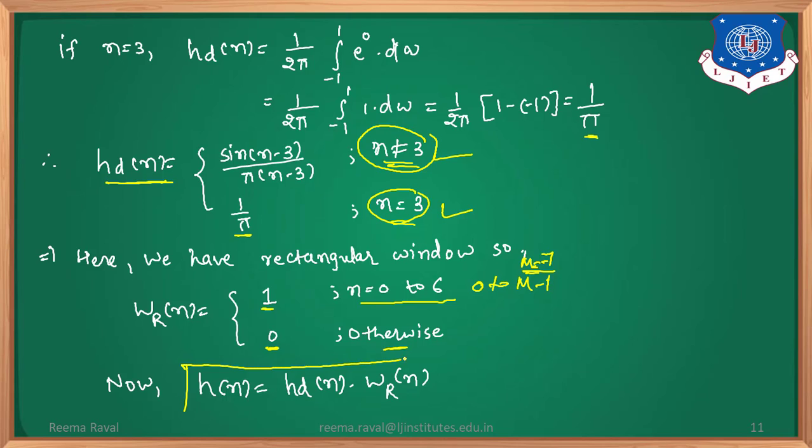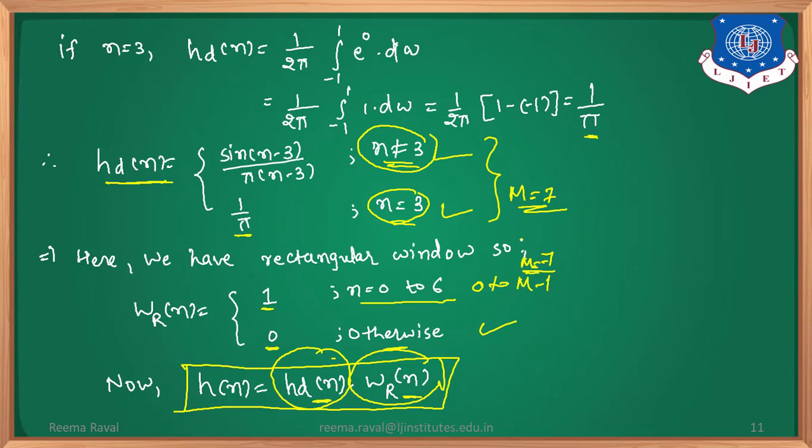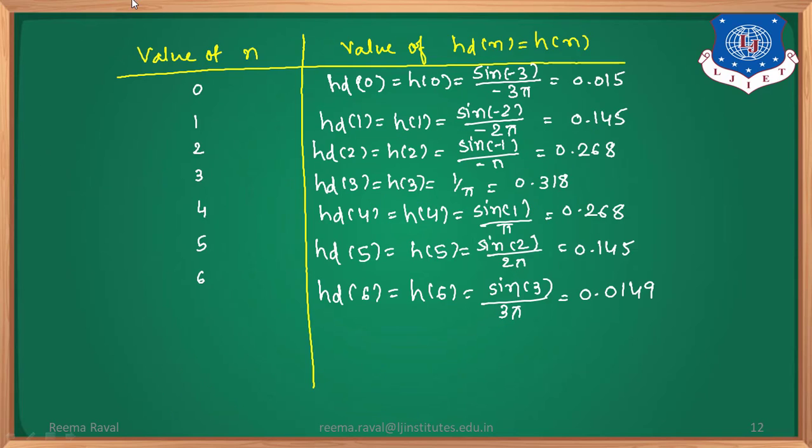Now what we have is the equation h of n equals hd of n into wr of n. We have already obtained wr of n, and hd of n for these cases. Now we are going to make the table for this, starting from the values 0 to 6, because we have a total of 7 values. So starting from 0 to 6, we will obtain all the values of h of n. We can take the values of n from 0 to 6 and place them here.